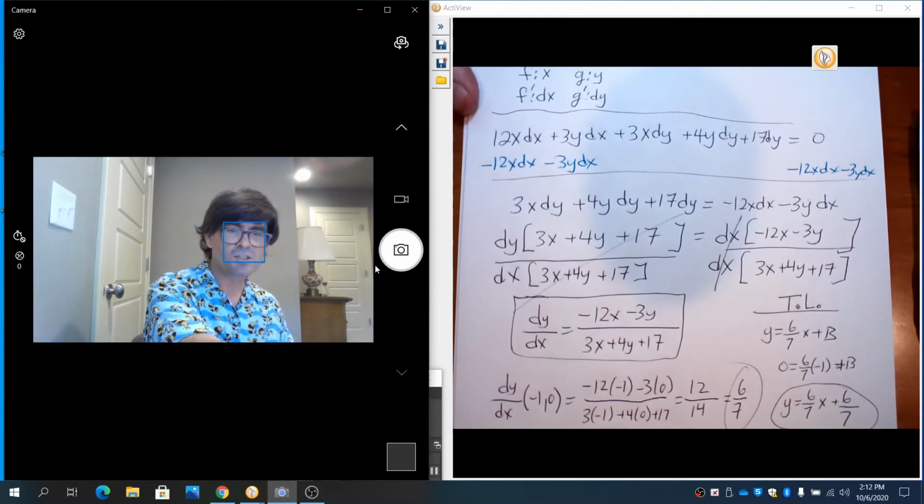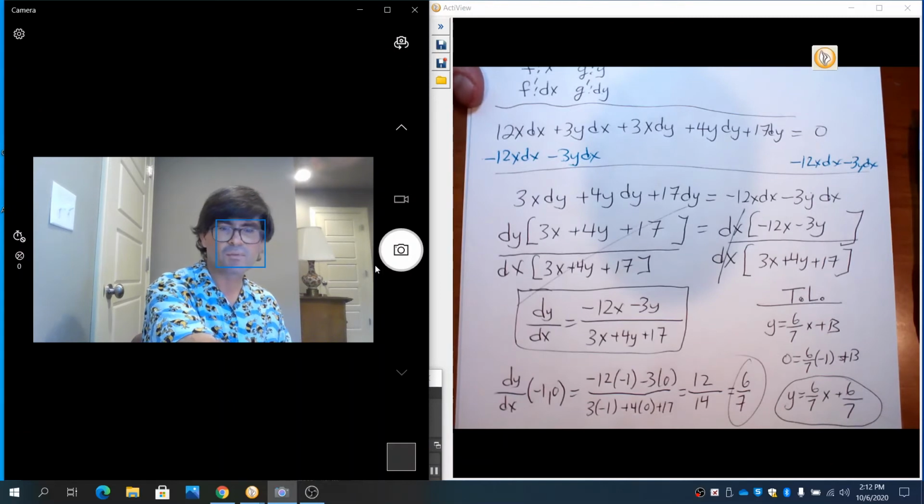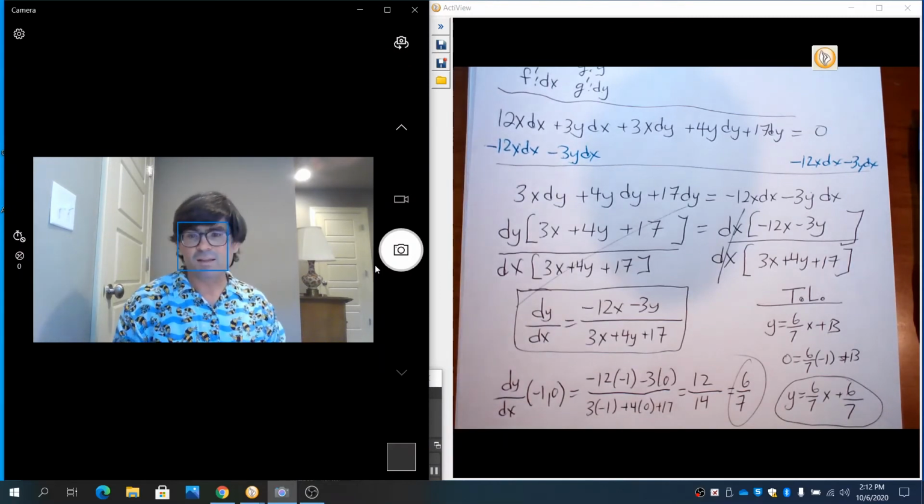Now, it's a whole page. I can't even get it all on the screen. However, every step is fairly simple. It's just a lot of steps. A lot of keeping the negative straight and all that, but it's fairly doable. Let's try another example.